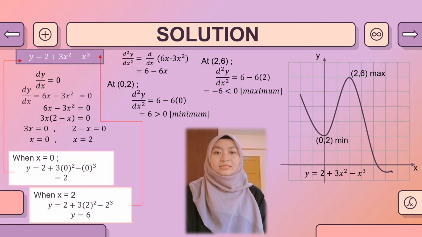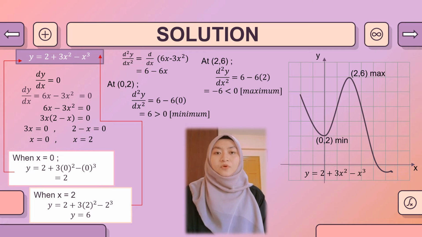Okay, when x is equal to 2, using the initial equation, y is equal to 2 plus 3x squared minus x cubed. Put 2 into x, which is 2 plus 3 bracket 2 squared minus bracket 2 cubed. When we simplify, we will get 6.